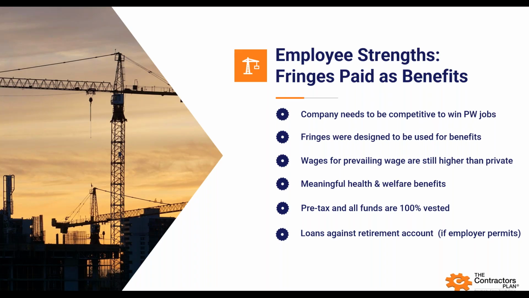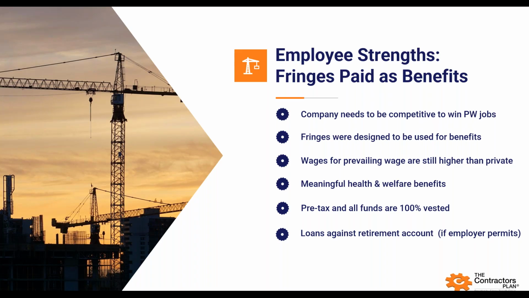Two, if Congress just wanted a higher base wage, that would have been a whole lot easier. Fringes were designed to be used for benefits. That's what they are intended to go to. And if you were a union contractor, that's where they would go. So this idea that, no, I need the money, really isn't applicable. In many cases, the wages, as mentioned, are higher on prevailing wage than private work to begin with.